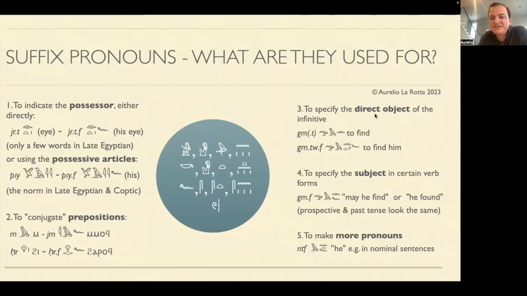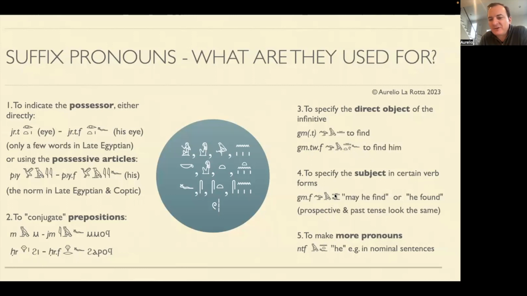You can use it to specify the direct object after an infinitive. So gemi, or in the infinitive gemit, is to find. And then if you want to say to find him, you just put that F for him or he at the end. So it becomes gemtuf. They write it with an extra W just to indicate that that T is really pronounced. So gemtuf is to find him. You can also use them to specify the subject in certain verb forms.